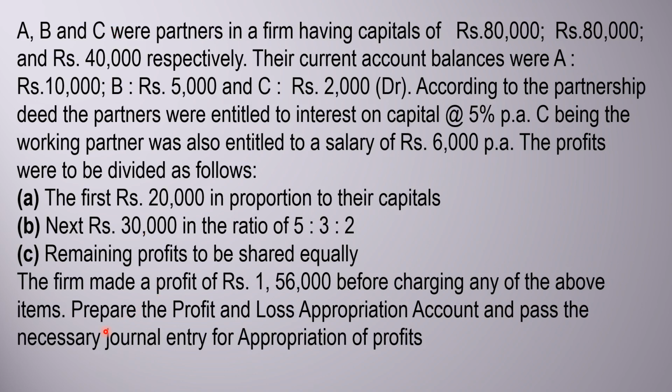So simple way. Now here the instruction is to prepare the profit and loss appropriation account and pass the necessary journal entry for appropriation of profit. Like the distribution part, we have to pass the journal entry, not all the journal entries, only the journal entry related to appropriation of profit. As current account balances are provided, it is understood that we have to apply the fixed capital method. There are two methods, fluctuating and fixed. When current account balance is provided, if nothing is mentioned, then it is easy to understand that we have to apply the fixed capital method. So this is our solution.